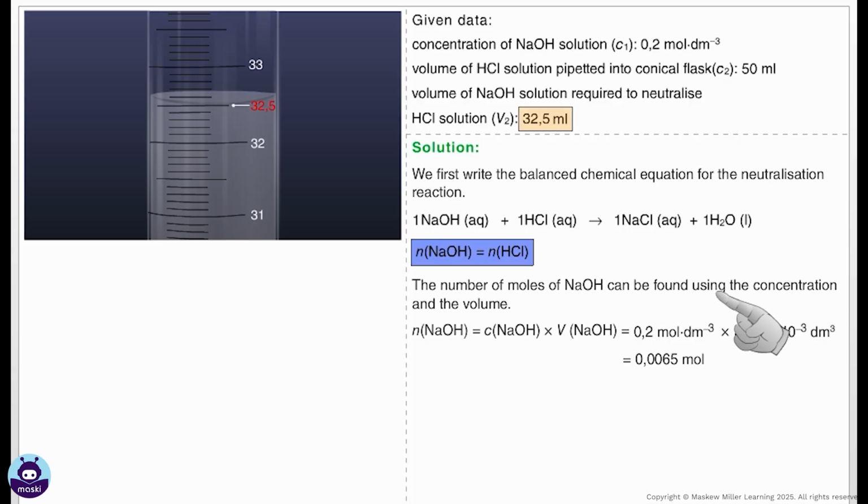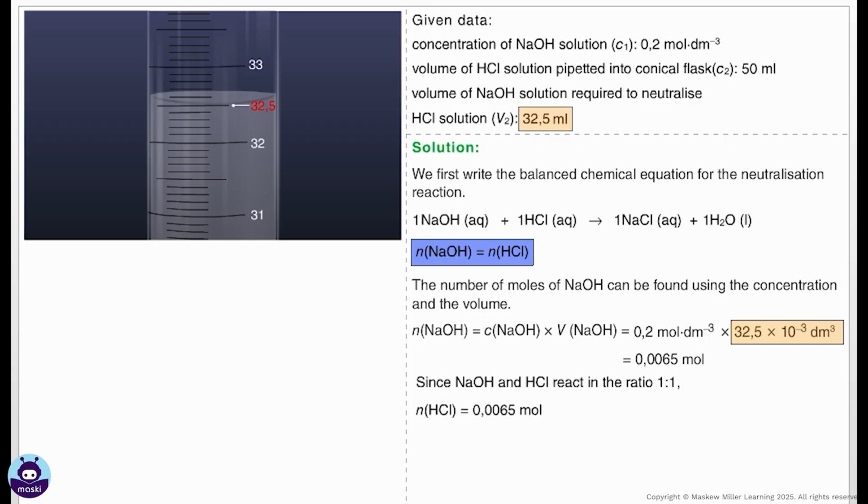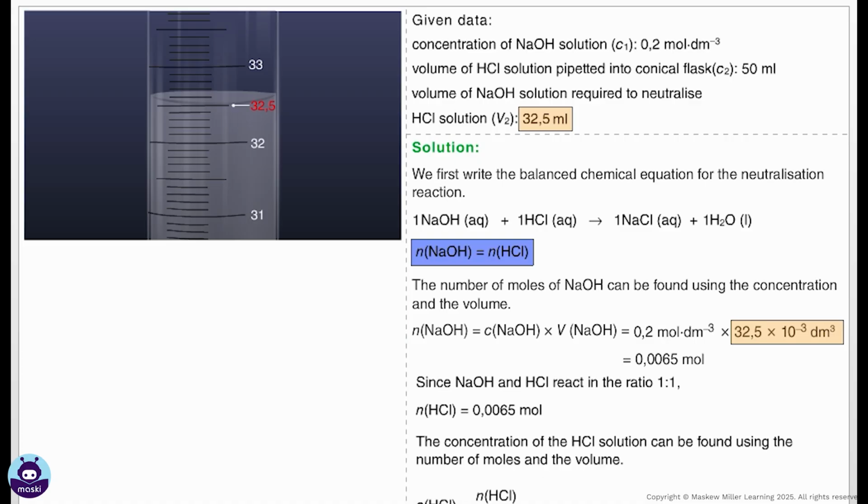Note here that the volume is converted to decimeter cube from milliliter, since NaOH and HCl react in the ratio 1:1. Number of moles of HCl equals 0,0065 mole. The concentration of the HCl solution can be found using the number of moles and the volume. Concentration of HCl equals number of moles of HCl over volume of HCl equals 0,0065 mole over 50 times 10 to the power negative 3 decimeter cube equals 0,13 molar.